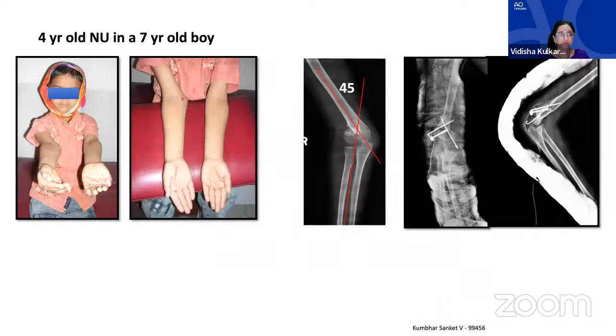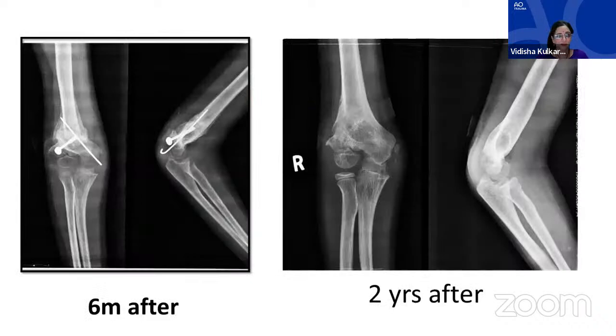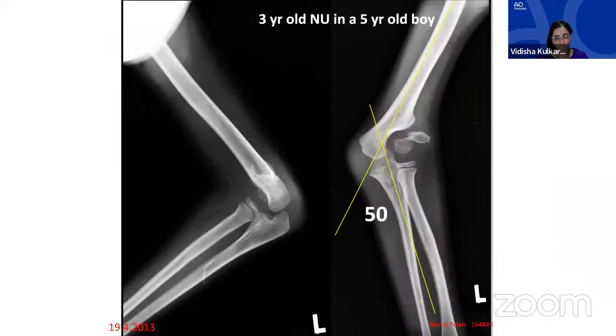So this is a 4-year-old non-union in a 7-year-old boy with almost 45 degrees of cubitus valgus angle, and in situ fusion was done with dome osteotomy with a screw and a K-wire. And this is 6-month follow-up of the patient and 2-year follow-up of the patient with good union.